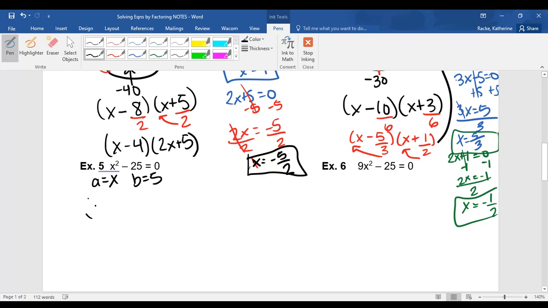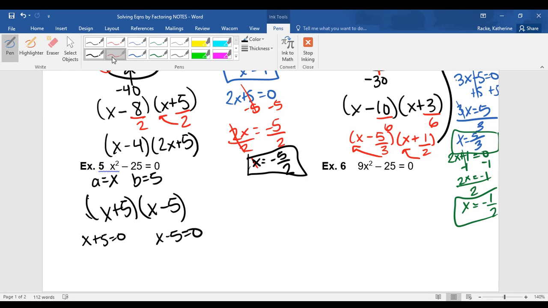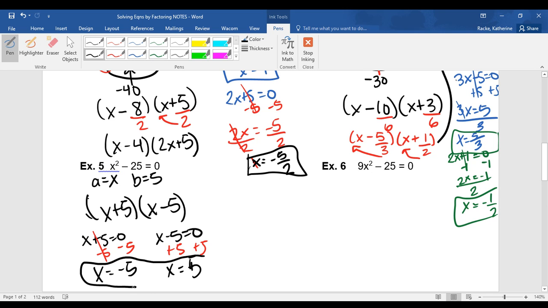You have to do a plus b, so x plus 5, and x minus 5. Setting those both equal to 0 to solve. Subtracting 5 over here, cancels out. Adding 5 here. X equals negative 5 and x equals positive 5. There's your final answer for that one.